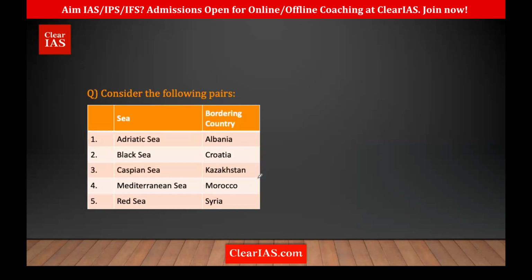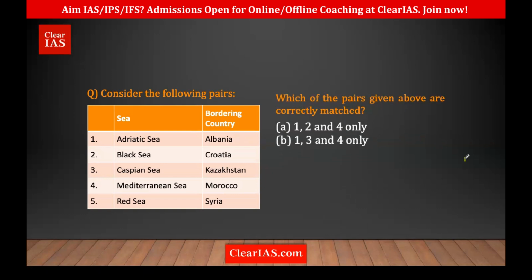Consider the following pairs, sea and bordering countries. Adriatic Sea, Albania; Black Sea, Croatia; Caspian Sea, Kazakhstan; Mediterranean Sea, Morocco; Red Sea, Syria. Which of the pairs above are correctly matched? Options: 1, 2, and 4; 1, 3, and 4; 2 and 5; 1, 2, 3, 4, and 5. So how do we arrive at the answer?